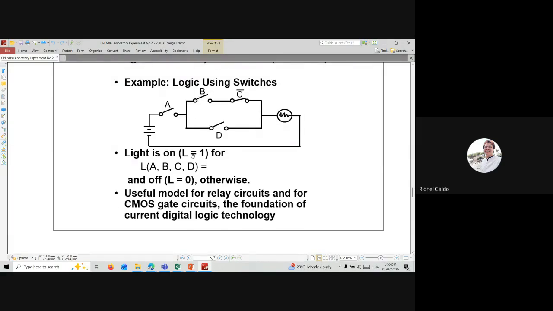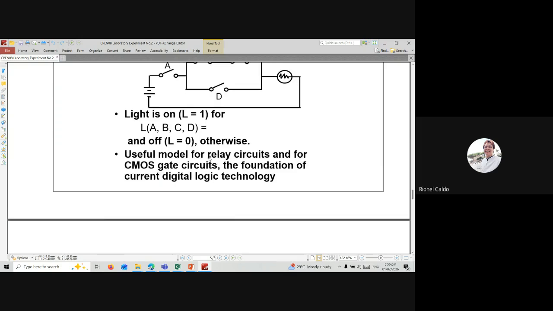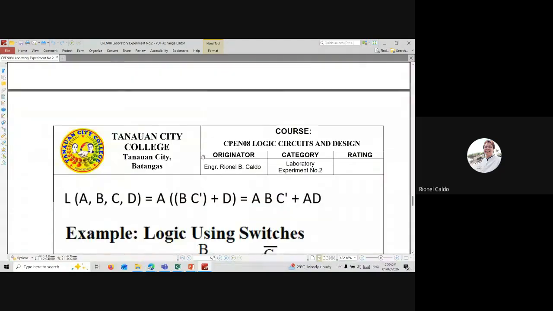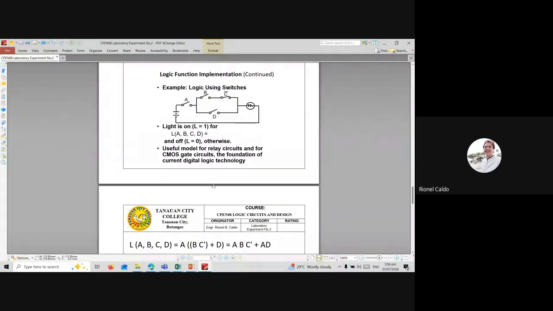So therefore, pwede na nating makuha yung value ng L. Ibig sabihin, we're obtaining the equation for variables A, B, C, and then D. So this is basically useful model for the relay circuits and for CMOS gate circuits, which is basically the foundation of the current digital logic technology. So in doing so, we can obtain this expression, 'di ba, or equation.